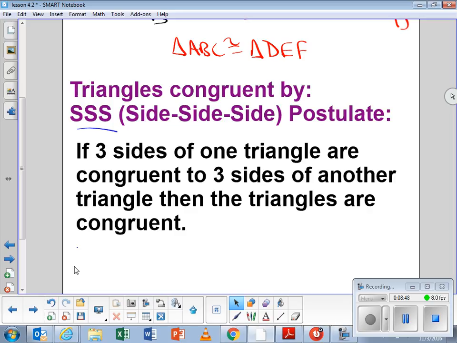I want you to make sure you understand this is side, side, side. And I want to make sure you understand that side, side, side means that what? All the sides of one triangle are equal to all the sides of the second triangle. Okay? That's what I want to make sure you understand. And if you got that, I don't care if you remember it as a postulate, a theorem, a property, a definition. I don't care what you call it.